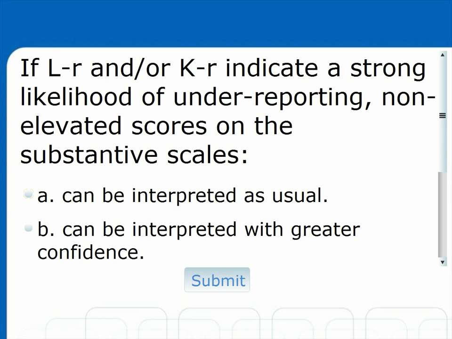The answer to this question is C. If there's an indication of underreporting, then non-elevated scores do not indicate the absence of problems. Again, this is because when an individual underreports, it's going to lead to underestimates of their problems on the substantive scales. Thus, if somebody actually has a problem, then they may have a non-elevated scale as a result of underreporting.